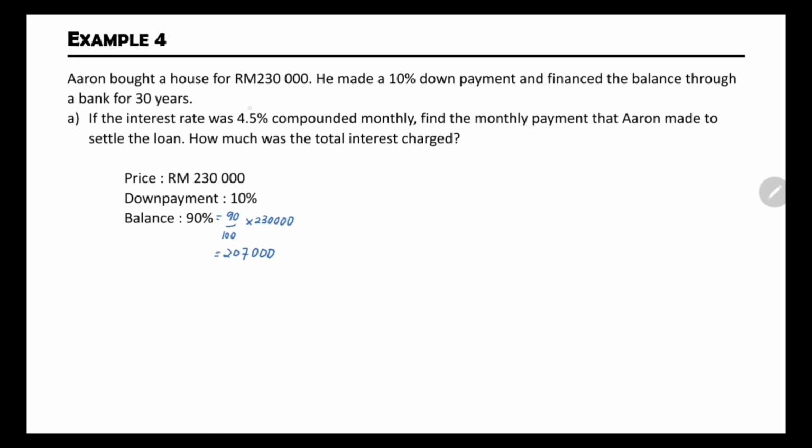So interest rate was 4.5%. This is J. Compound monthly means M equal to 12. Find the monthly payment. We're looking for R. And then how much the total interest charge is I. Balance through a bank for 30 years. This is T. R is what we're looking for. J is 4.5% equal to 0.045. T is 30. M equal to 12.